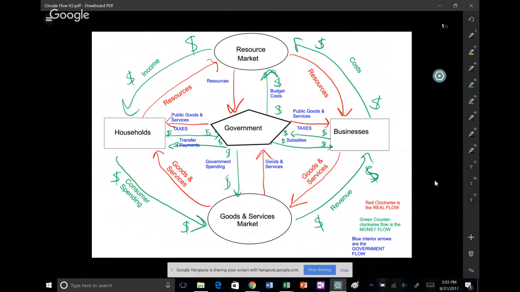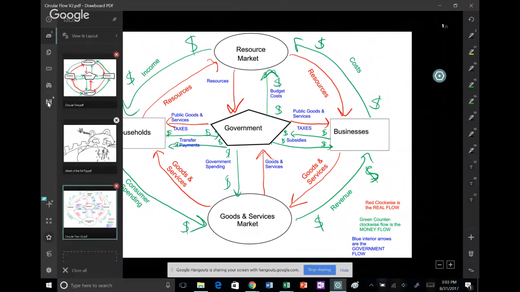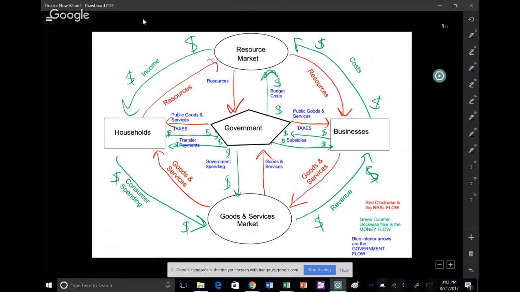And so what you see over here that I have produced using my draw program here on Microsoft Surface is I have put together the actual diagram. I have constructed and fully labeled and color-coded the diagram. But as I've been talking, I've been providing the descriptions that have to be itemized separately. I listed the functions for households, businesses, and government. I defined the resource market, the goods and services market. I defined the real flow, the money flow, and the government flow.